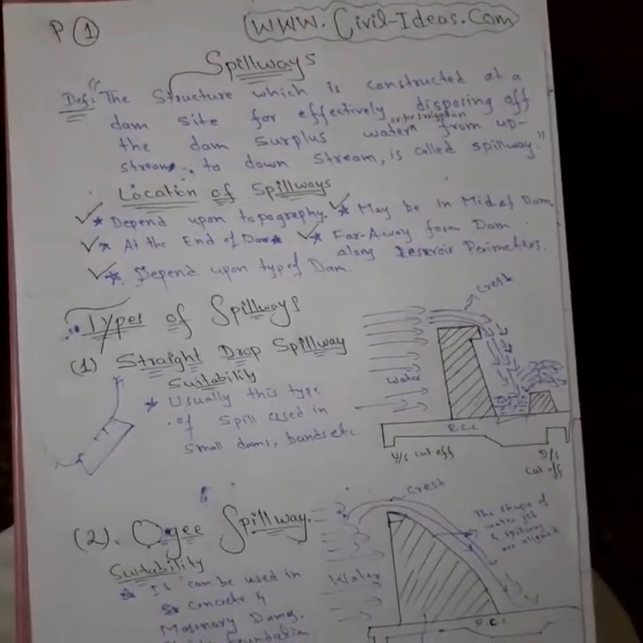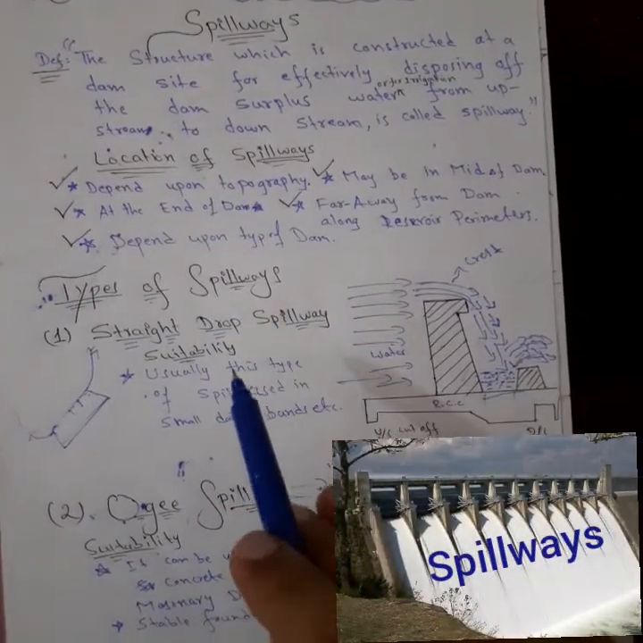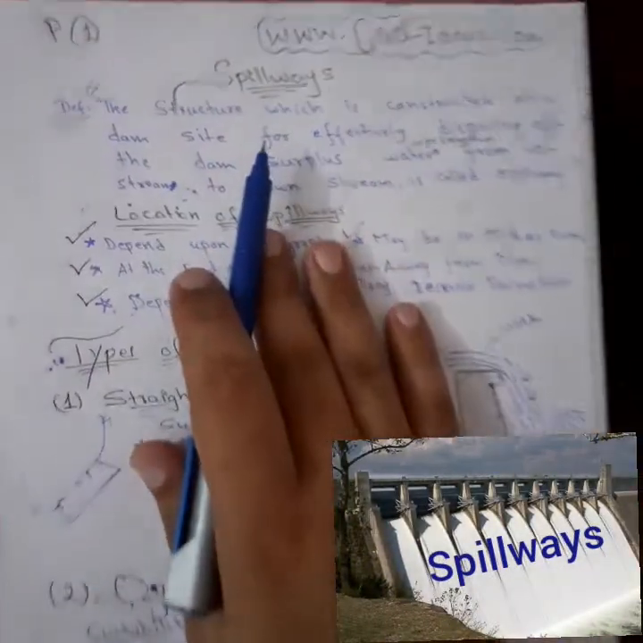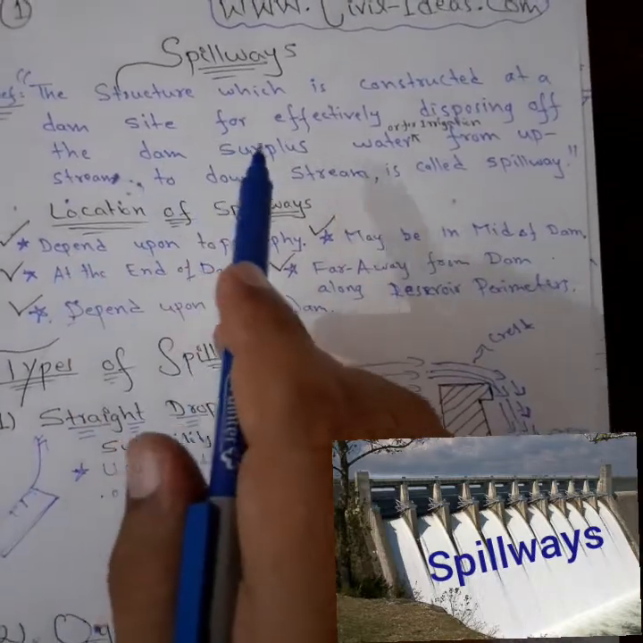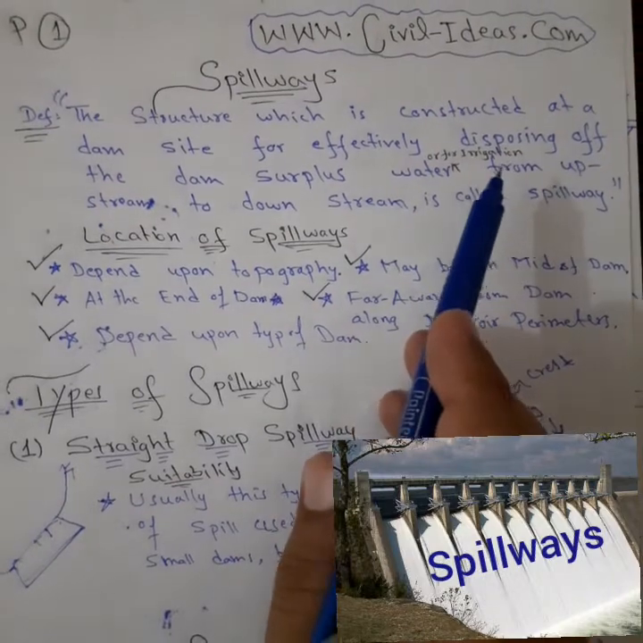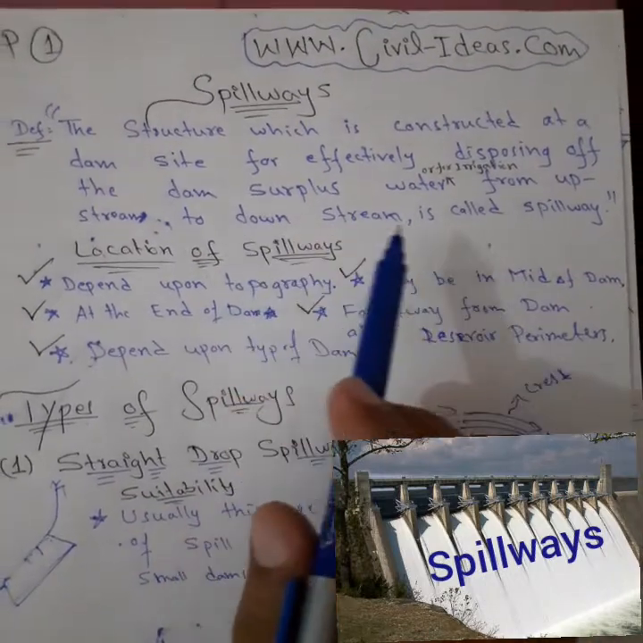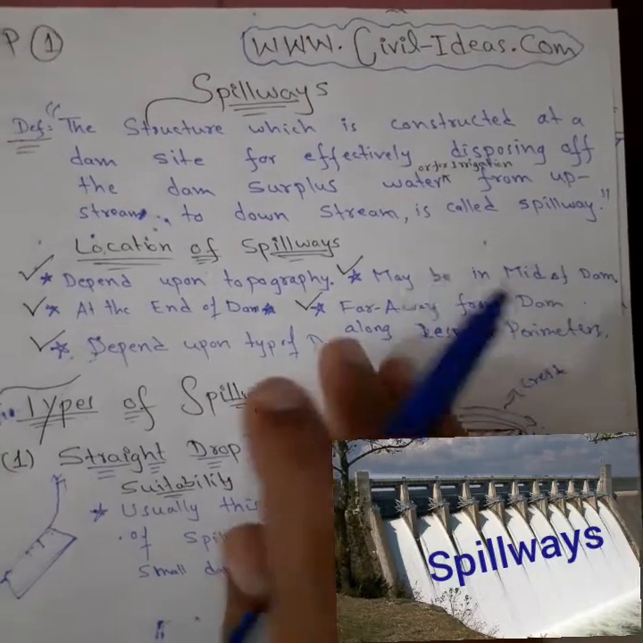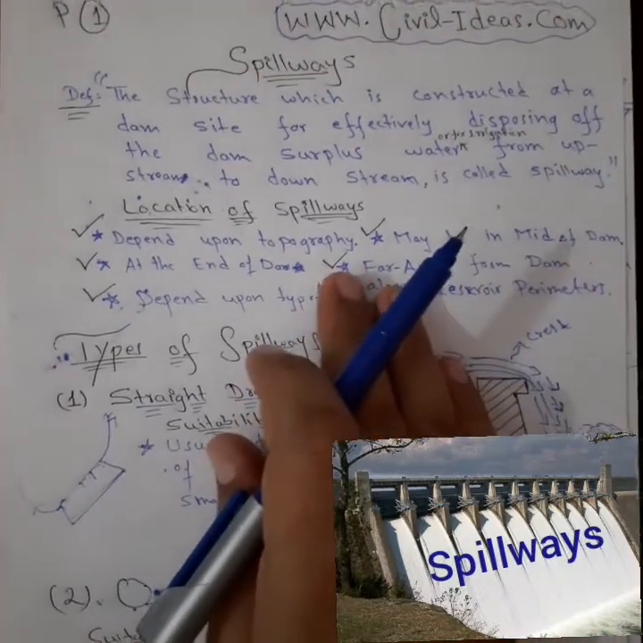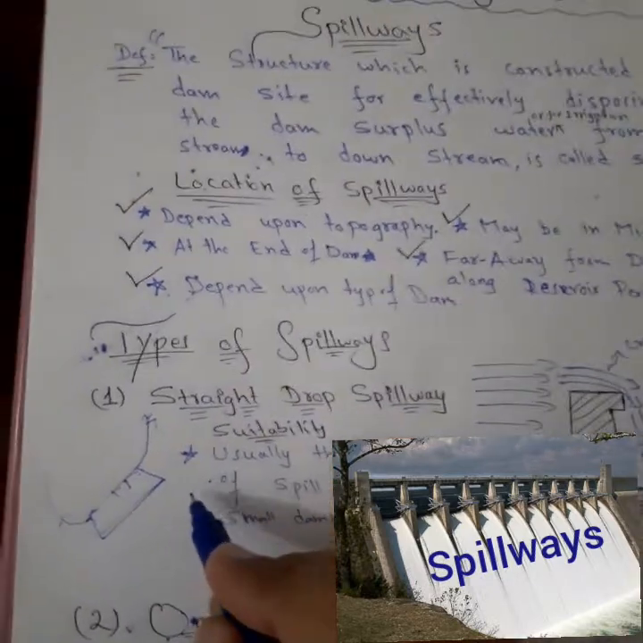So today we will discuss spillways and some of the basic types of spillways. The basic definition of a spillway is the structure which is constructed along the dam side for effectively disposing of the dam's surplus water from upstream to downstream. So a spillway means disposing of the surplus water from the dam to the downside.